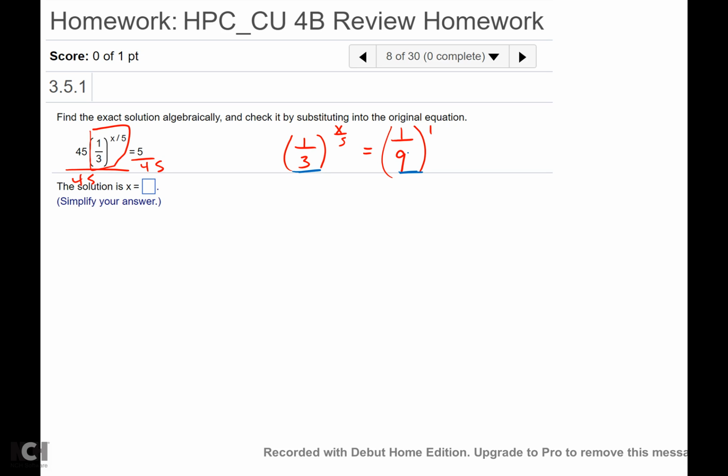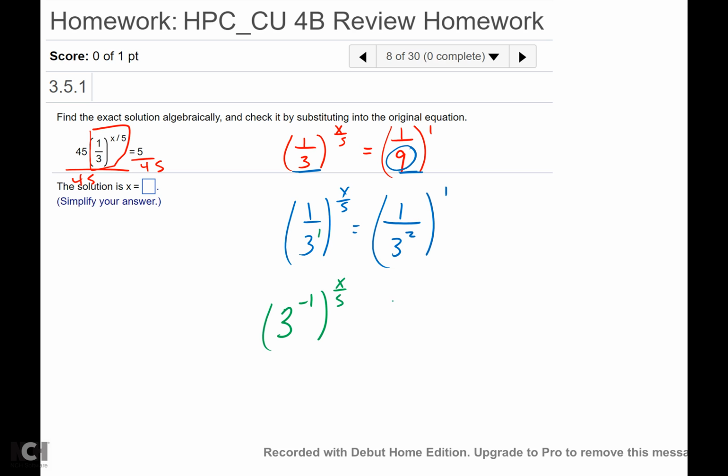So I figure out how to rewrite 9 using 3, and 9 is 3 squared, so this would be 1 over 3 squared to the first. And this is 1 over 3 to the x over 5. Now if I get rid of the fraction, in other words, move whatever's on the bottom up to the top by changing the exponent to a negative, this would be 3 to the negative first to the x over 5, and this would be 3 to the negative second to the first. So now if I power my powers, which means you multiply, that's going to be 3 to the negative x over 5 equals 3 to the negative second.